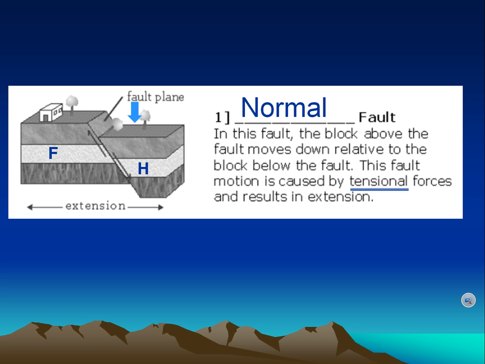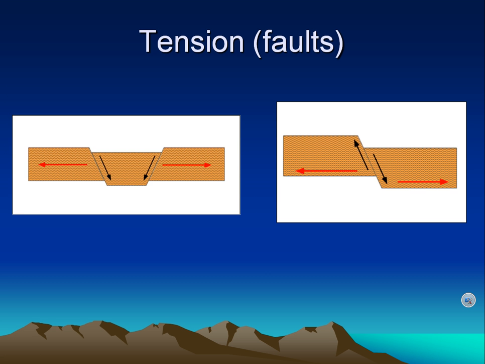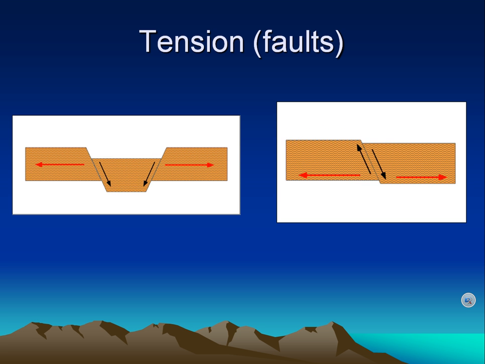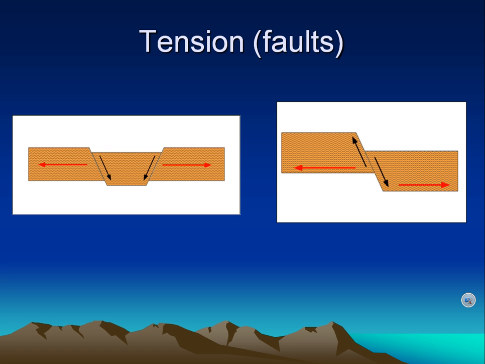And this is happening because of tensional forces. The ground is being pulled apart, and this allows the hanging wall to slide down along the slanted fault line, just like it's gone down a slide. You start at the top of the slide, you go down to the bottom, you've moved away. So it's tension. And these are some images of tension faults. These are normal faults because in all of these cases, the hanging wall is falling down in relation to the footwall.